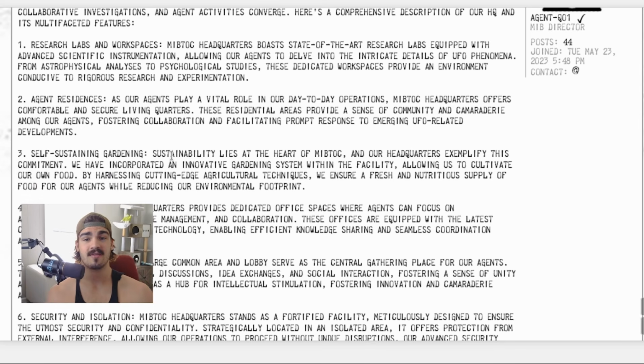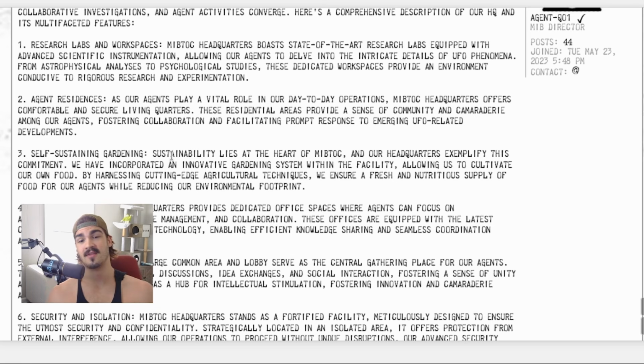Number one, research labs and workspaces. MIBTOC headquarters boasts state-of-the-art research labs equipped with advanced scientific instrumentation, allowing our agents to delve into the intricate details of UFO phenomena. From astrophysical analyses to psychological studies, these dedicated workspaces provide an environment conducive to rigorous research and experimentation. Whew, that's a mouthful.